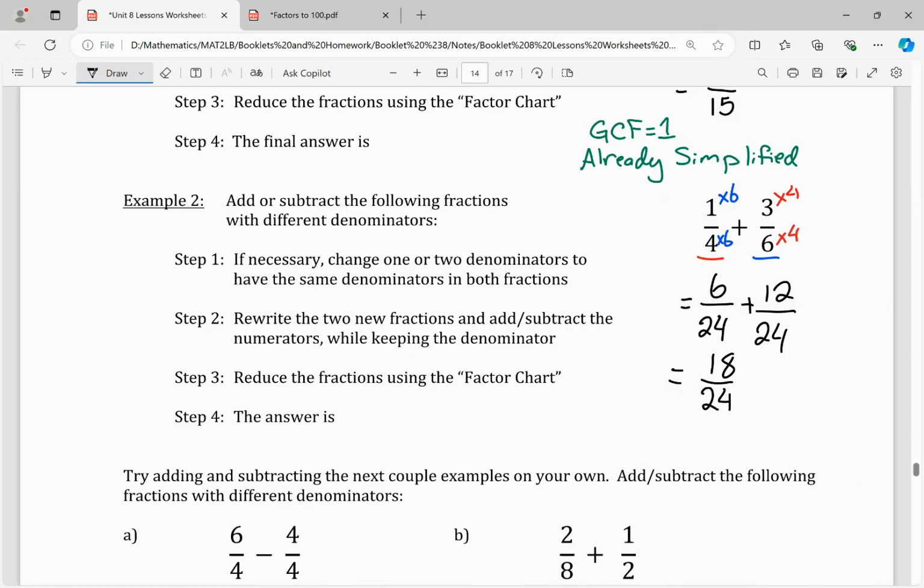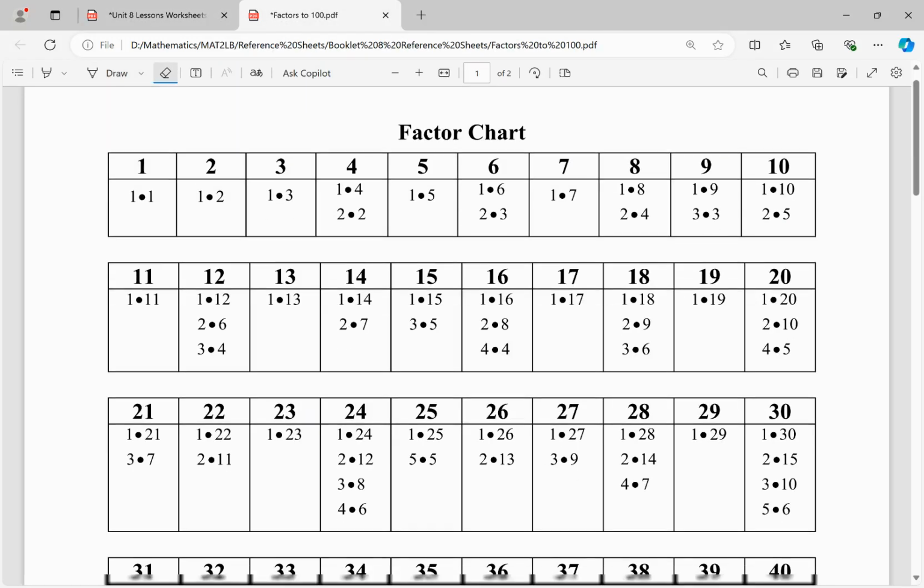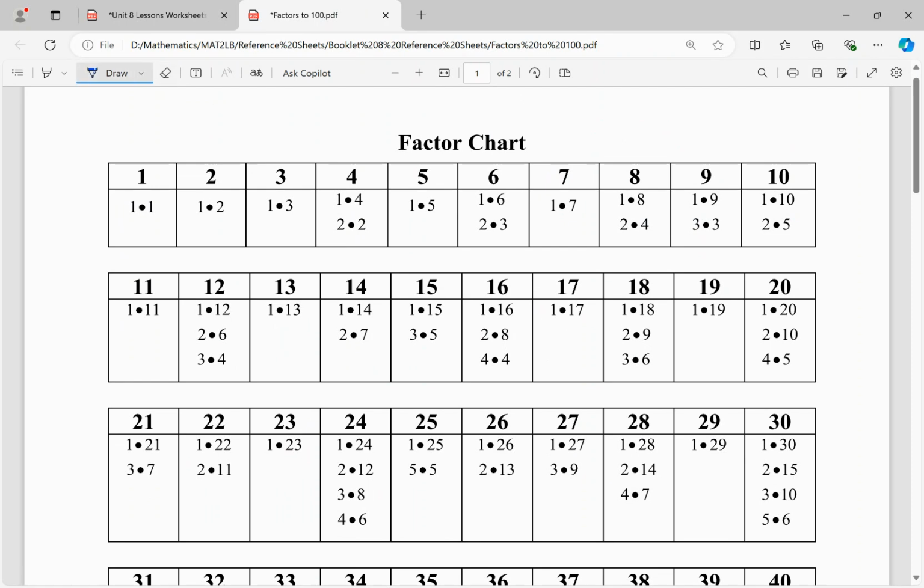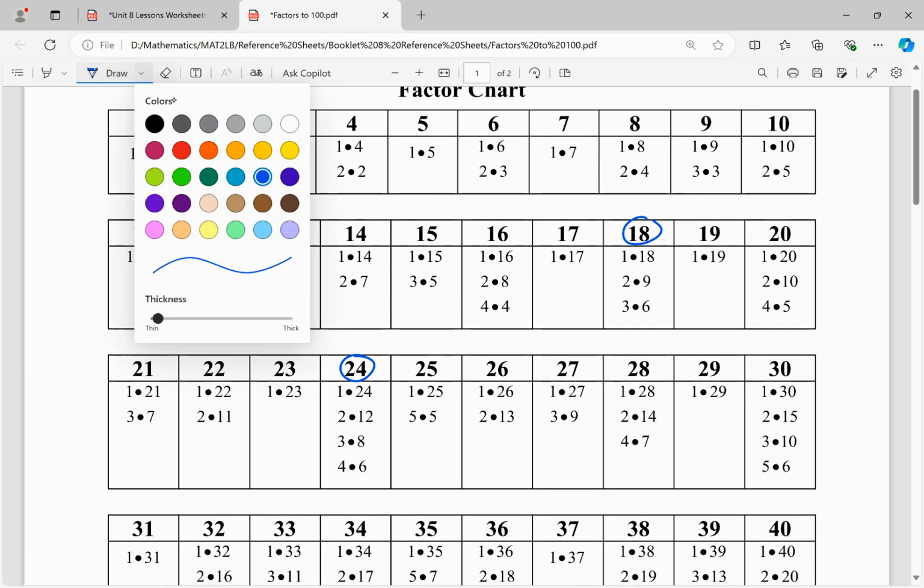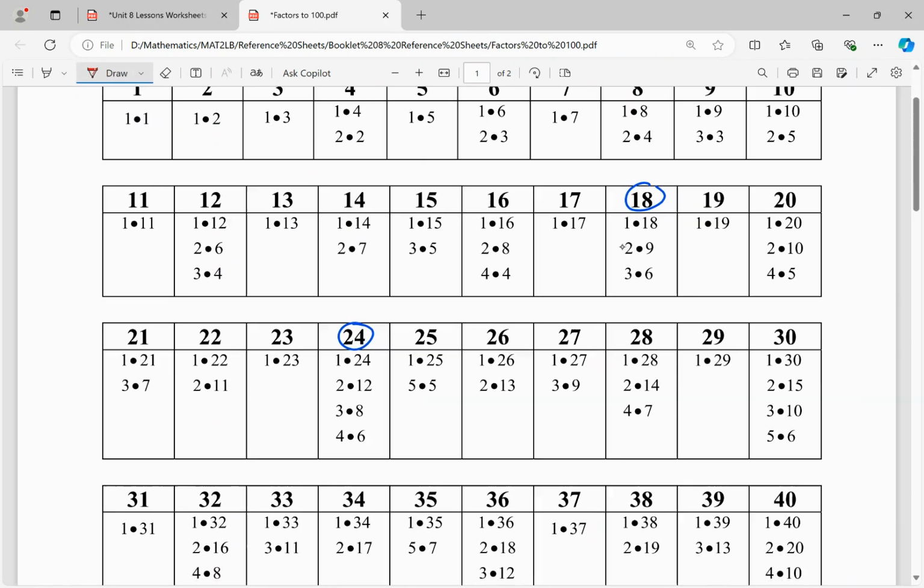Our two numbers are 18 and 24. Let's find them on our chart. Here is 18. Here is 24. So let's find the largest number that they have in common. Now there's a lot of numbers here, so take your time. They obviously both have 1. They both have 2. They both have 3. They both have 6. And I think that's all that they have in common. Now, it's great that they have all that in common, but we only want the largest one, which is the 6.